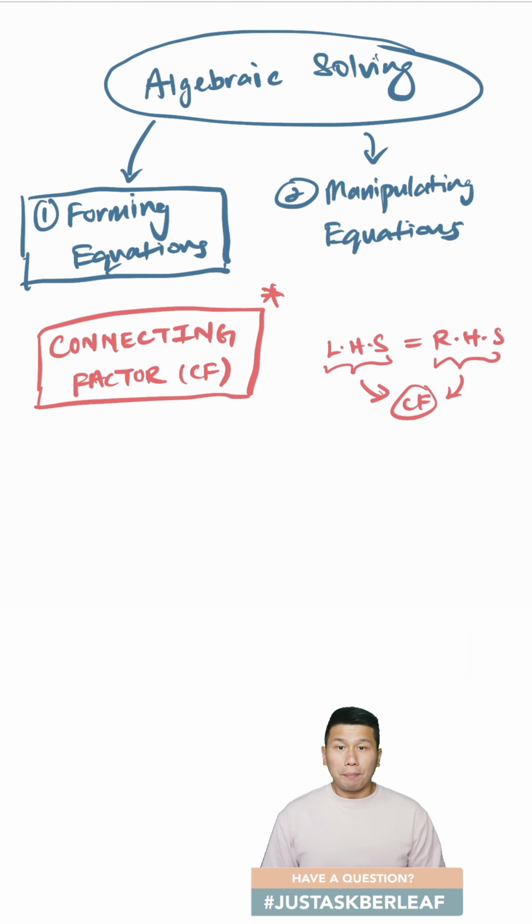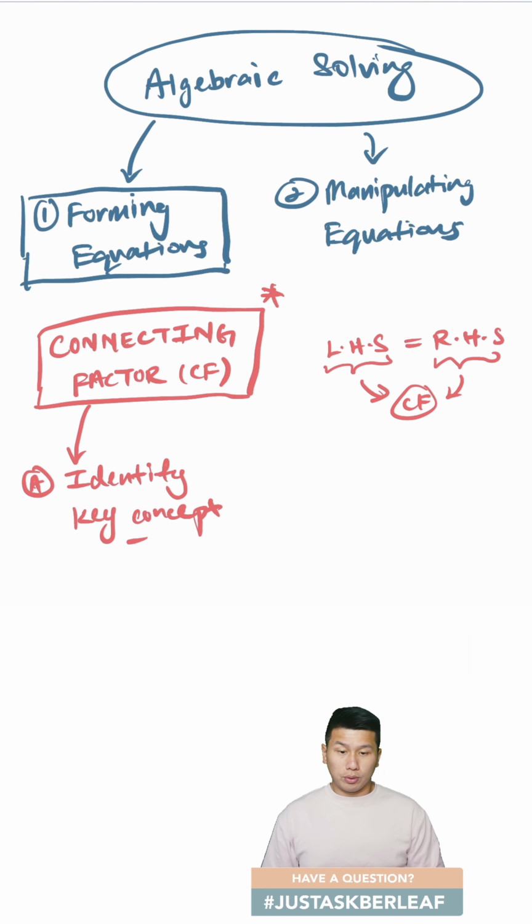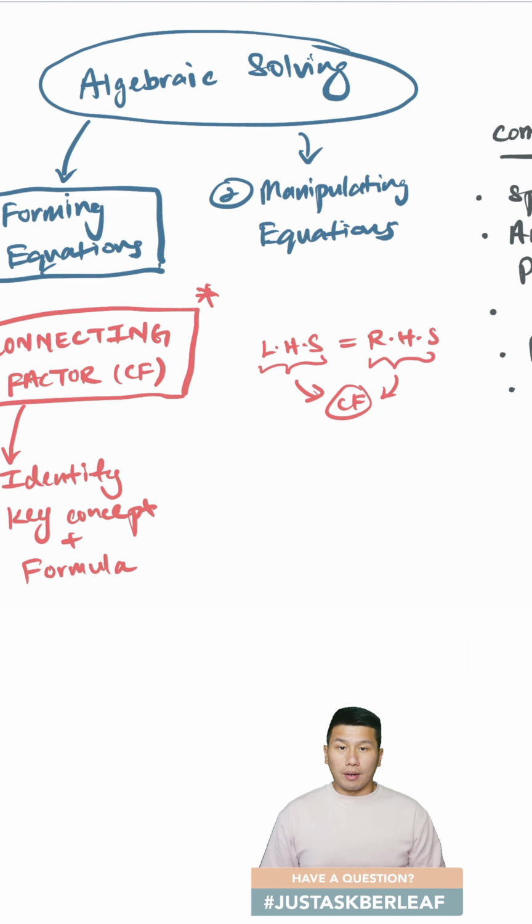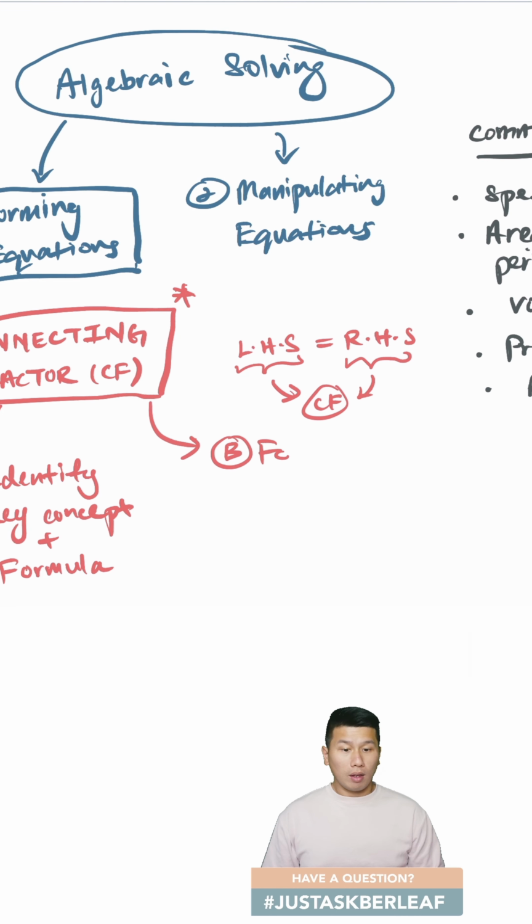So how do we go about finding it? I will share with you two of my top methods which you can engage in to identify the connecting factor and thereby form your equation. The first would be identifying the key concept and also the formula involved. The second would be to follow the story and connect the dots.